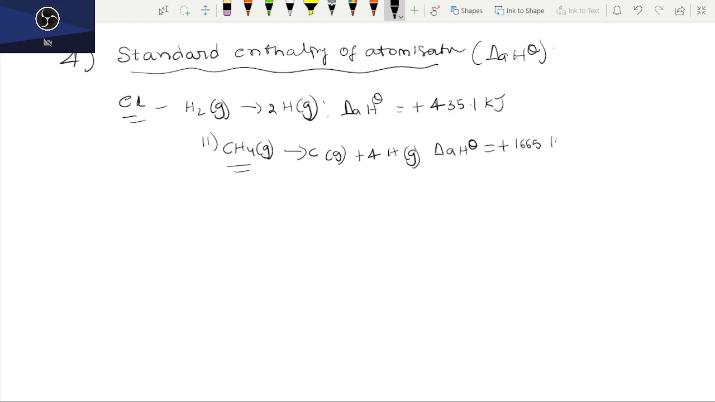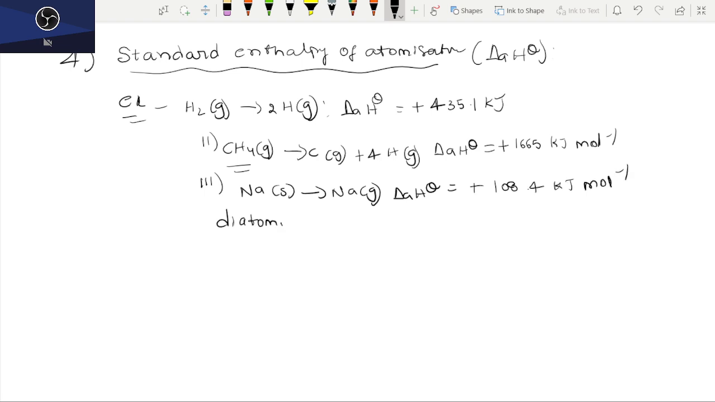1665 kilojoules per mole. Third one here, we can take sodium in the solid state, which will be converted into sodium in the gaseous state. At last, delta A H naught is equal to plus 108.4 kilojoules per mole.